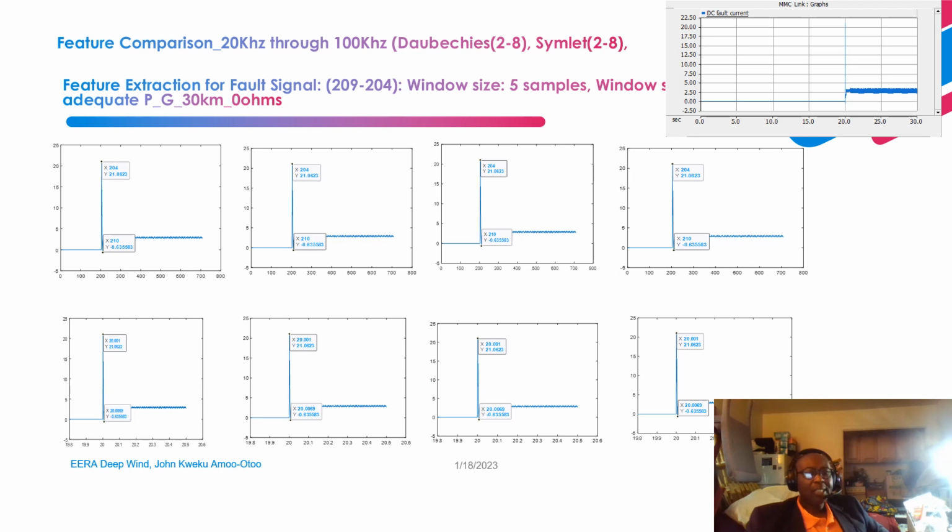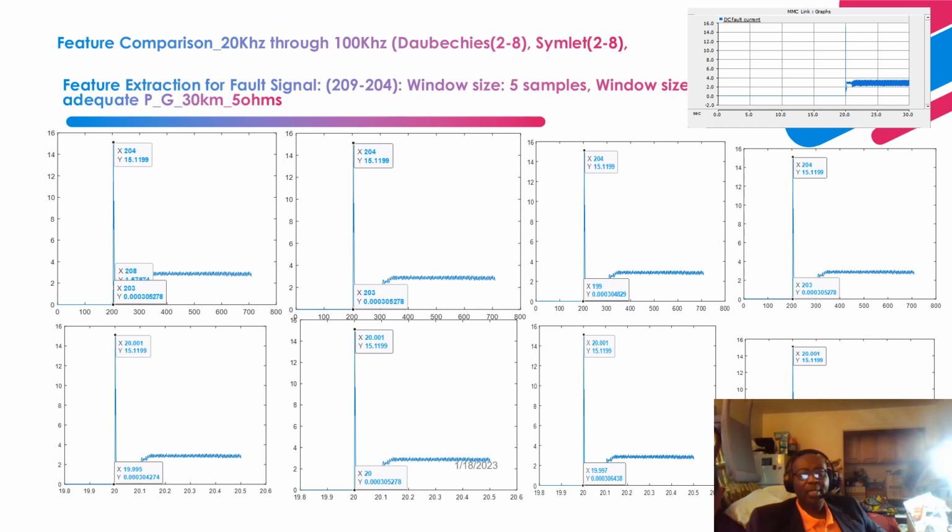This is a typical feature extraction for a pole to ground fault at 30 kilometers with a zero fault resistance. Right on top here is my PSCAD simulation of the DC fault current. Like I indicated, I'm utilizing a window size of 32 in my code. After I extract the features, I'm able to determine that the features lie between 204 samples and 209, so 5 samples different. So my 32 samples is adequate for that. I could have even utilized 16 samples as the window size.